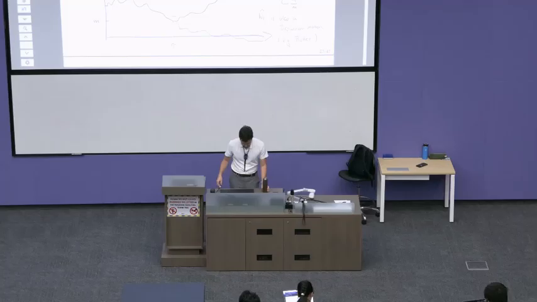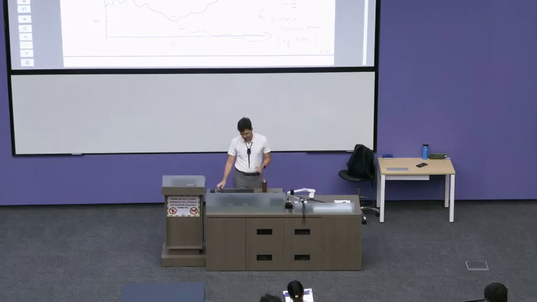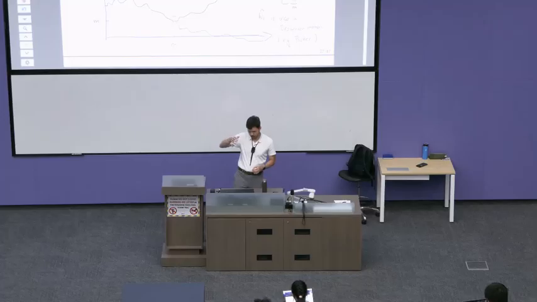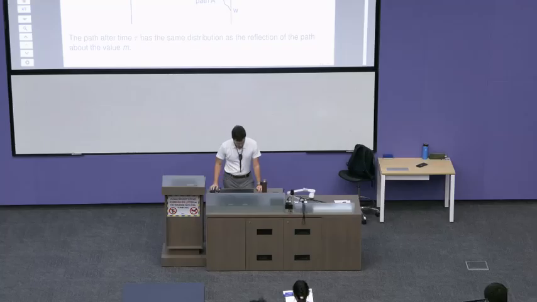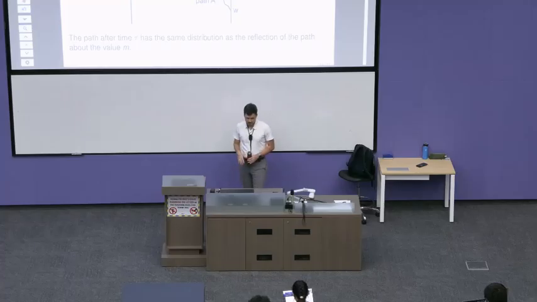So the path after the time tau has the same distribution as the reflection of the path about the value m. So the red thing is not the same, of course, but in terms of distribution, both are Brownian motions, and therefore have the same distribution. So this is just another illustration of the same thing.